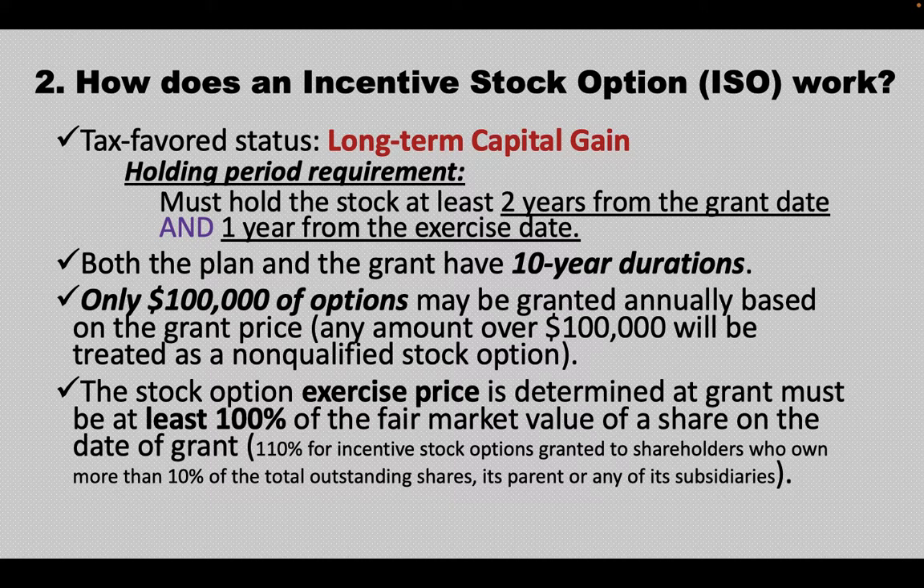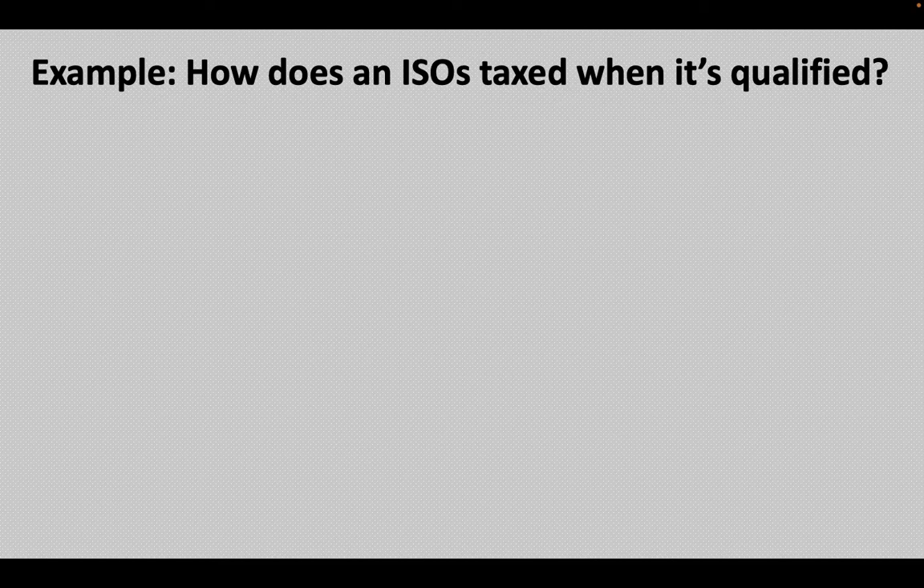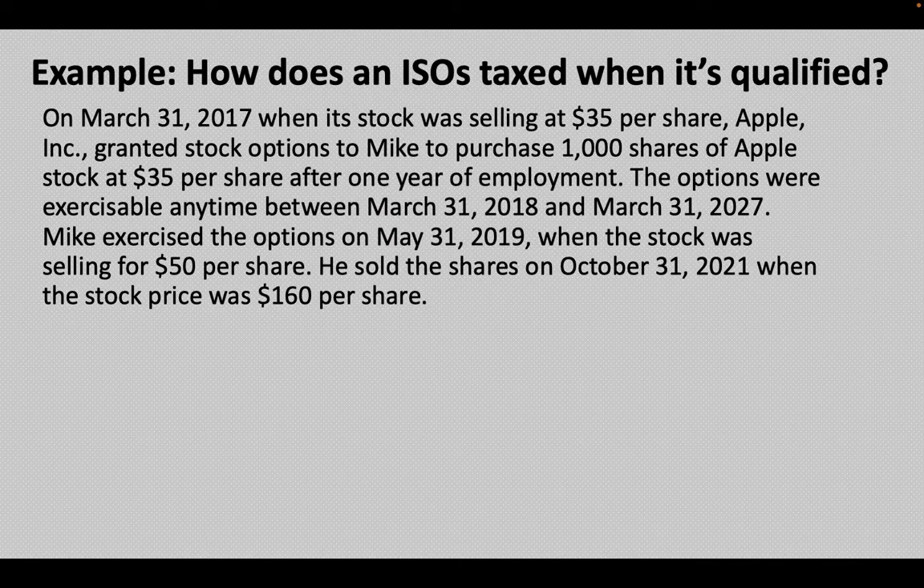That's the requirement. So I'm going to show you how this works in an example. So first I'm going to show you if you meet the requirement, how your ISO is taxed. Okay, here is a little bit of a lengthy example, but it will help you understand this well. Let's just go through this example.